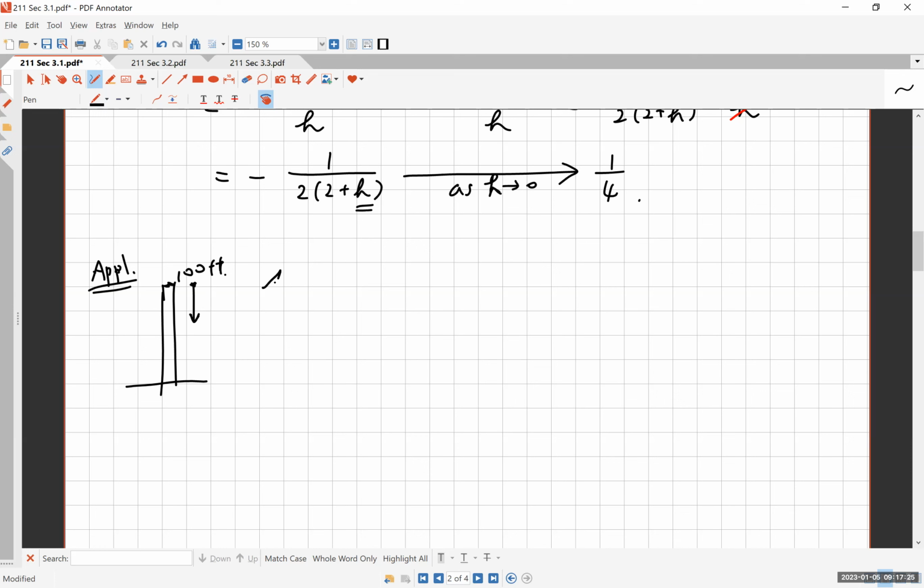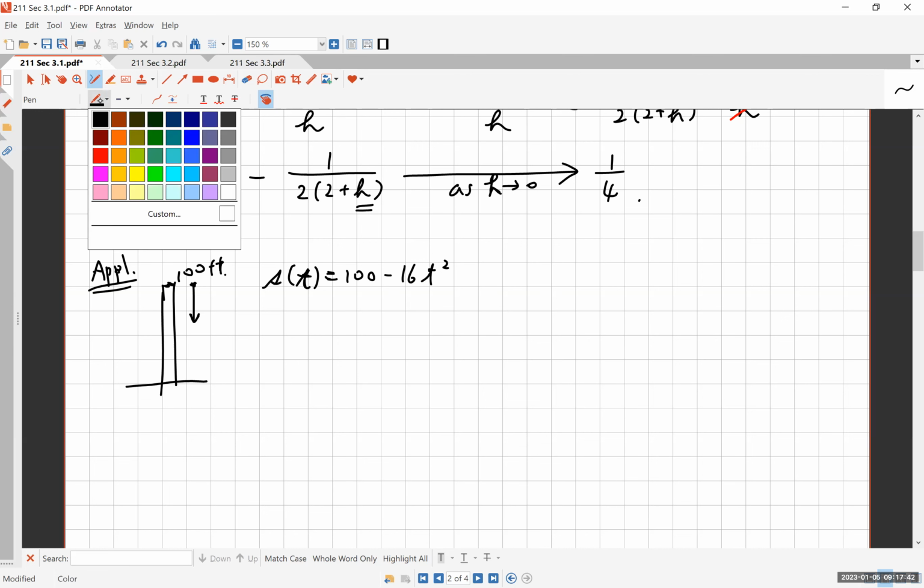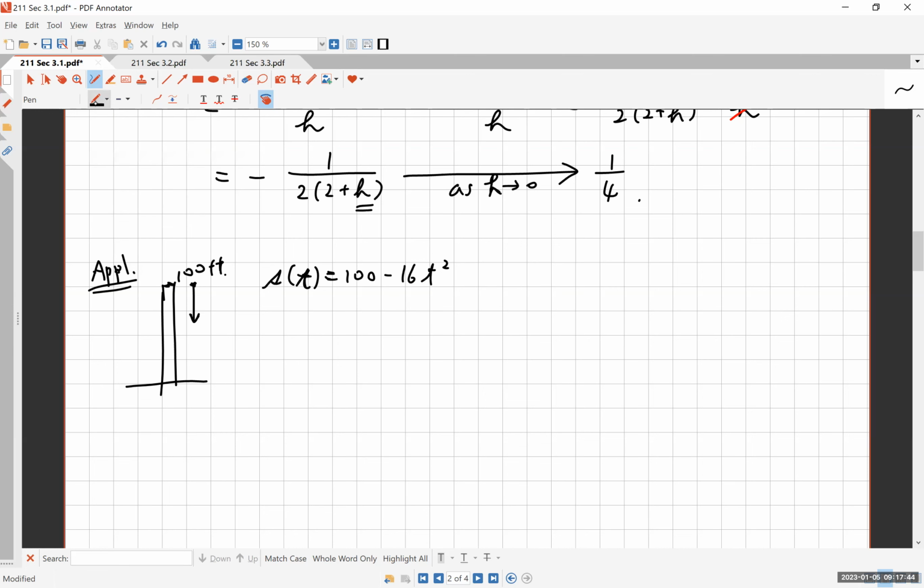Okay, then we can describe the height at any given point t, where t is the number of seconds after you release the ball, as 100 minus 16t squared. This is a well-known constant, 16, or actually 32 feet per second squared, the acceleration due to gravity. All right, so this is given. Now let's say find s prime of 2.